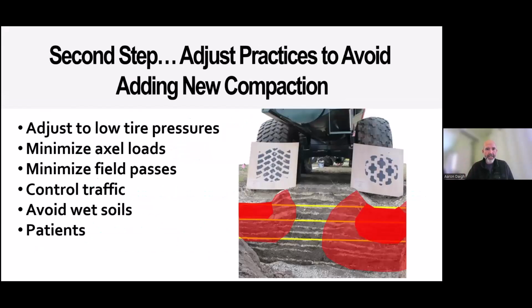Second step is adjust your practices to avoid adding new compaction. So that's going to involve adjusting tire pressures lower, down to field rating. So we're down to 11, 12 PSI for tires, but you've got to be careful because you can't drive fast on the roads at that pressure because of the sidewall stresses, and you've got to be careful with the warranties on your tires there.